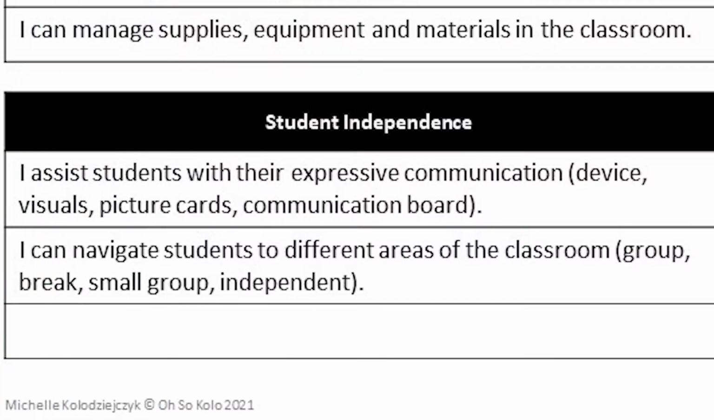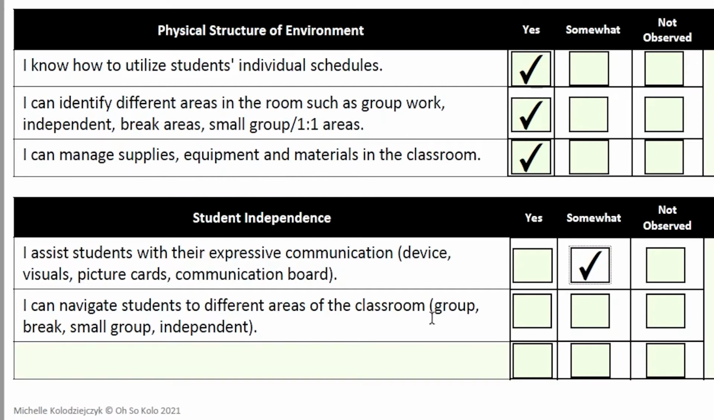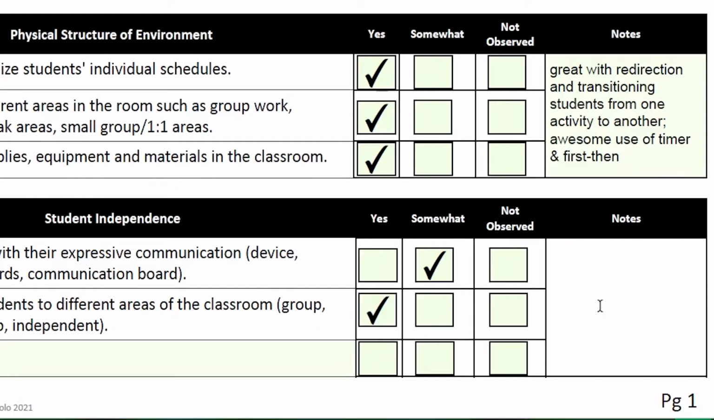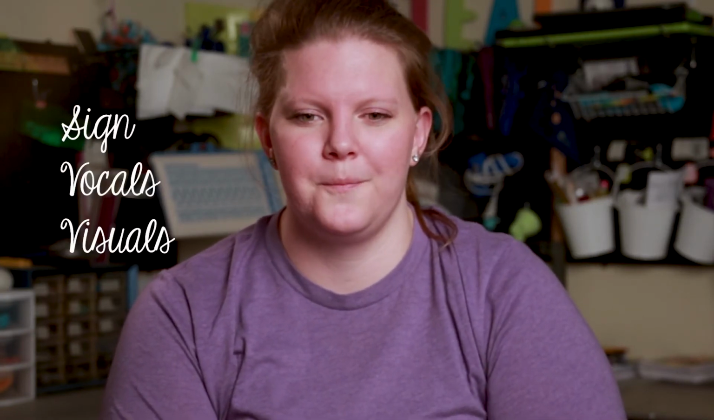Student independence. This one falls a lot in regards to communication. That is the foundation of success. If students communicate, whether or not we want them to, they will find a way to let us know what they need, whether that's through behavior or more appropriate communication methods of sign, vocals, and visuals. If students can't communicate, they will definitely have behaviors. And if they have behaviors, they can't be learning.